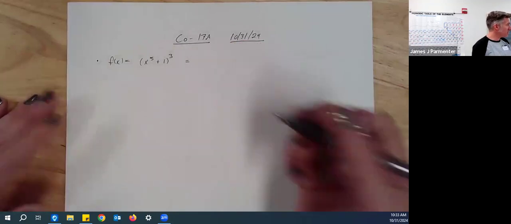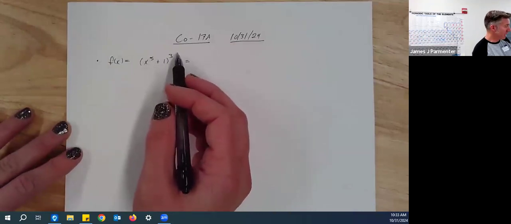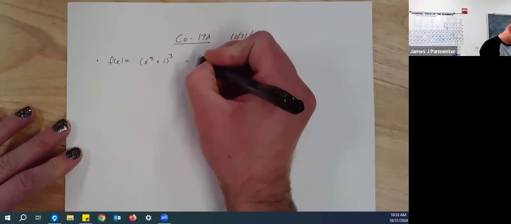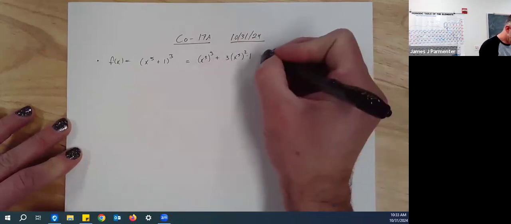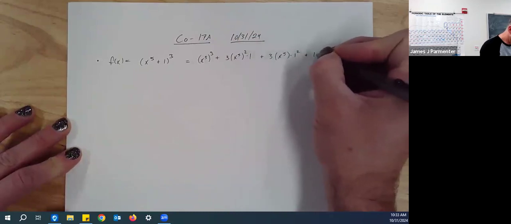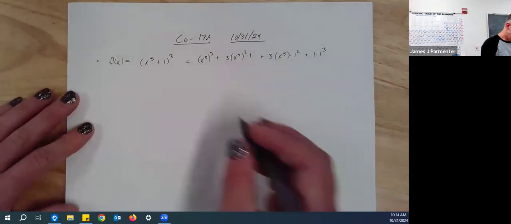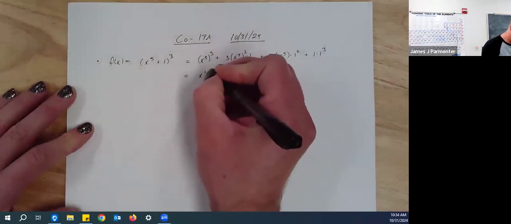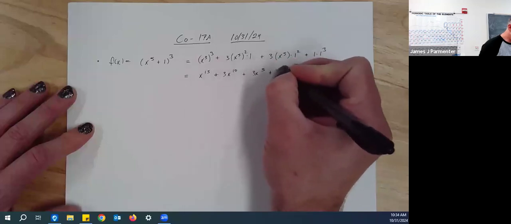This is a great time to use that Pascal's triangle trick again, where if you have something plus something cubed, it's the first thing cubed plus 3 times the first thing squared times the second thing, plus 3 times the first thing times the second thing squared, plus 1 times the second thing cubed. I'm just using that third row of Pascal's triangle, where x plus h cubed is x cubed plus 3x squared h plus 3x h squared plus h cubed. Then we're going to simplify this. This is x to the 15th plus 3x to the 10th plus 3x to the 5th plus 1.